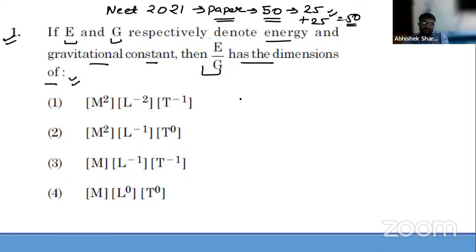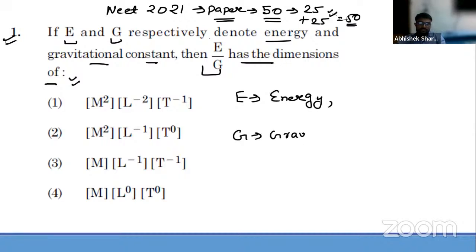Let us see. E is what? We know it is energy. Everyone knows that E is energy. And G is the gravitational constant. Which gravitational constant? Don't worry. E is energy, G is the gravitational constant. They're asking the dimensions of E by G.